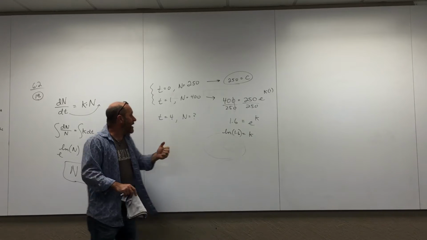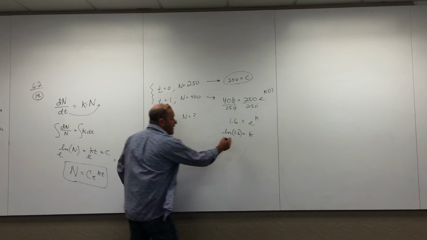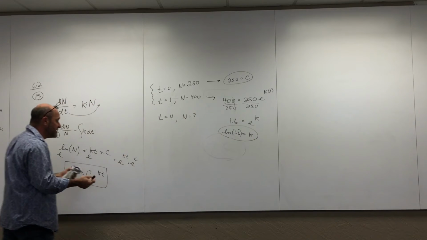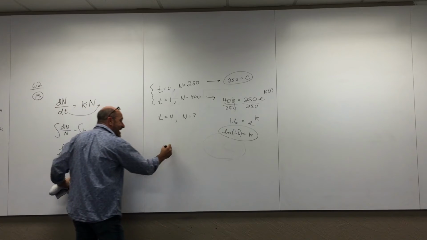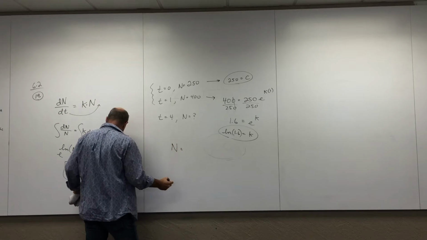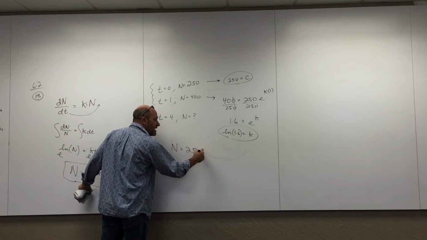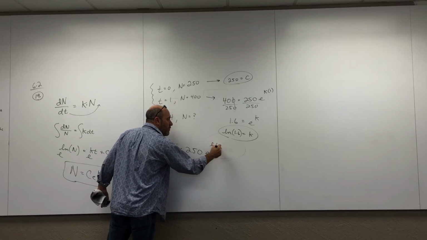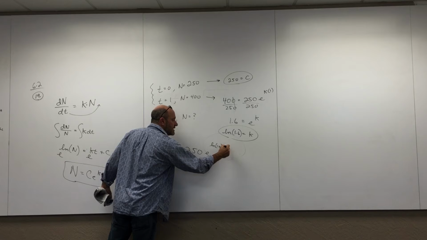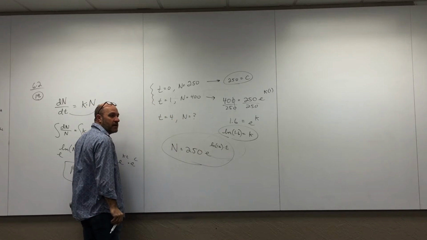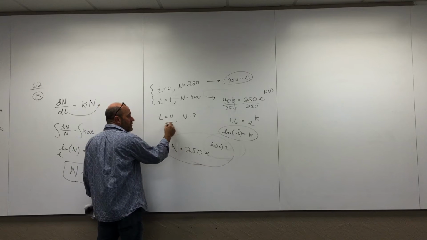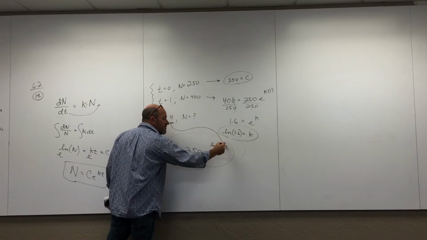So now I got my c and my k. Instead of this generic model, I have a specific equation: N equals 250 e to the ln of 1.6 times t. And their question was, please plug in a 4 and find N. So it shouldn't be too hard. There shouldn't be really a debate about this.